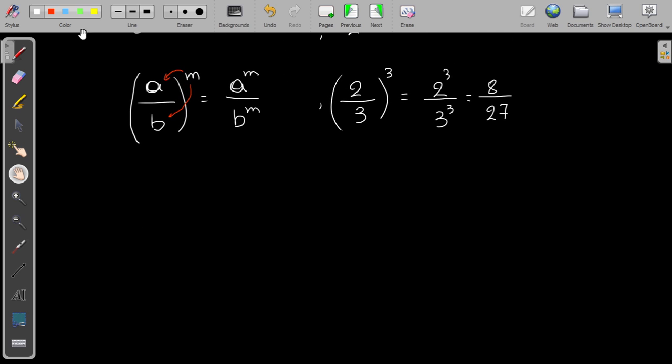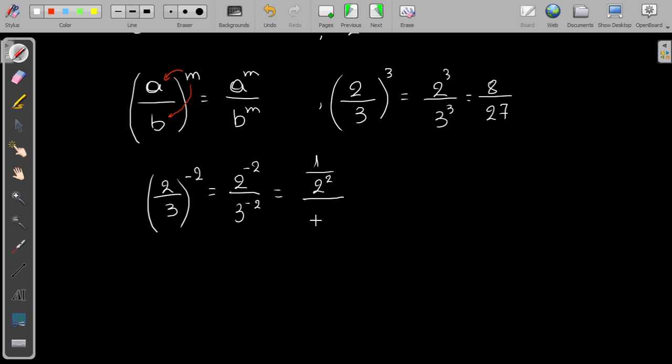Some extra important, more tricky problems. Let's say I have 2 over 3 to the power of minus 2. It doesn't change anything, so basically it's 2 to the power of minus 2 over 3 to the power of minus 2, which is 1 over 2 to the power of 2 over 1 over 3 to the power of 2. And here I can use again the simplification of the composite fraction, 3 to the power of 2 over 2 to the power of 2, which is 9 over 4.